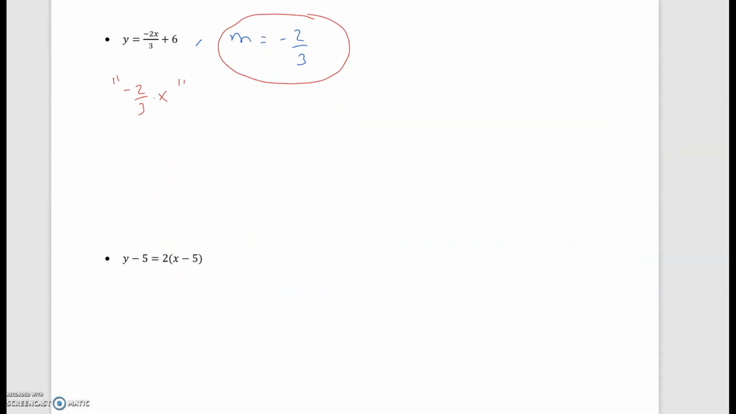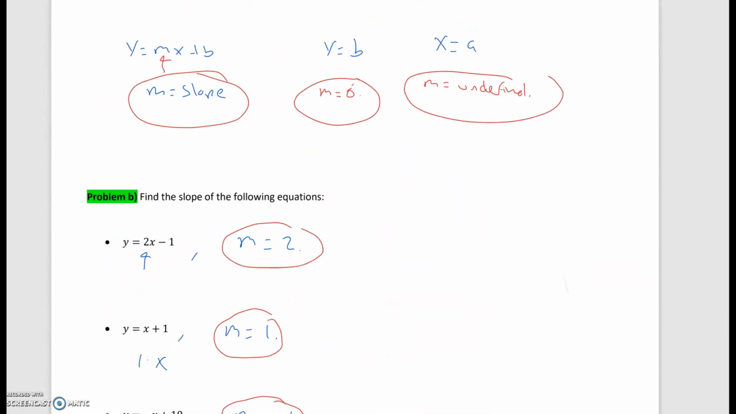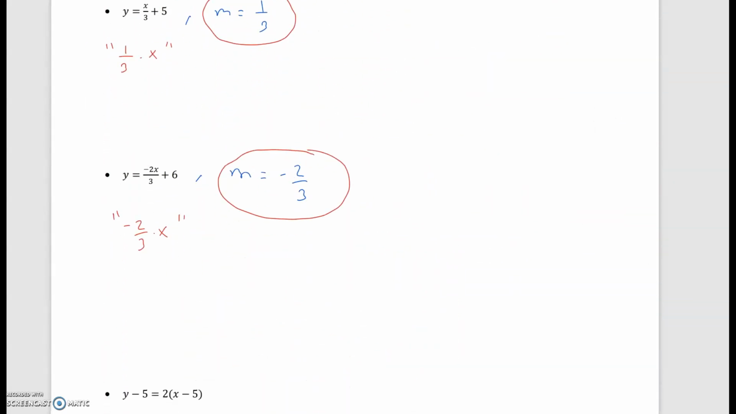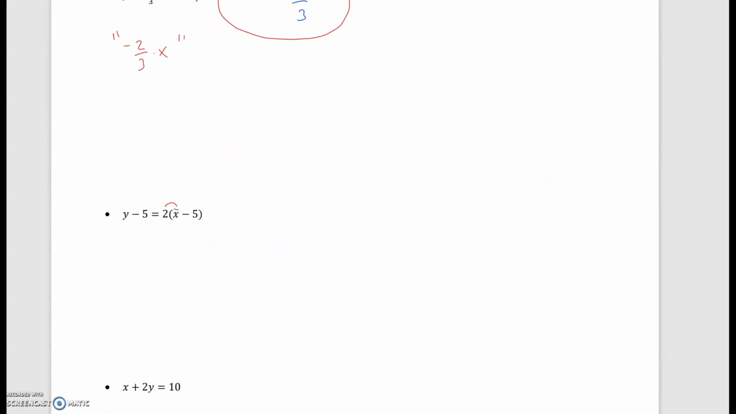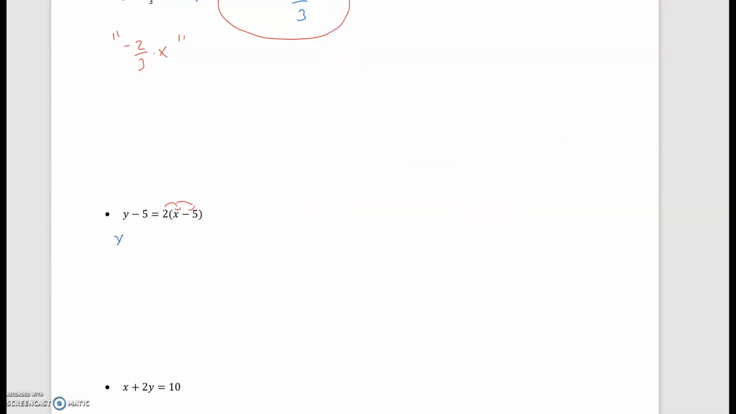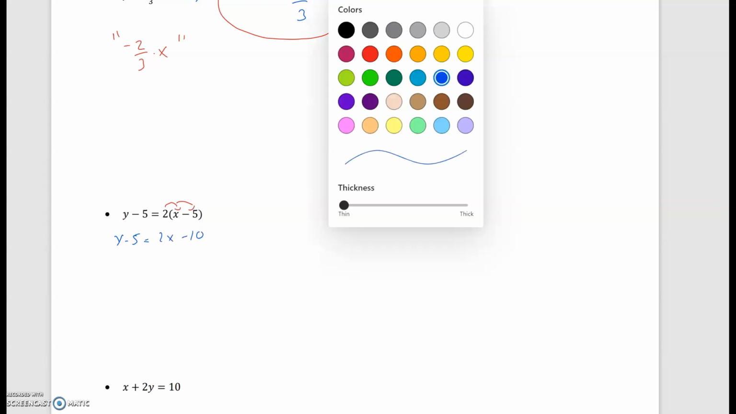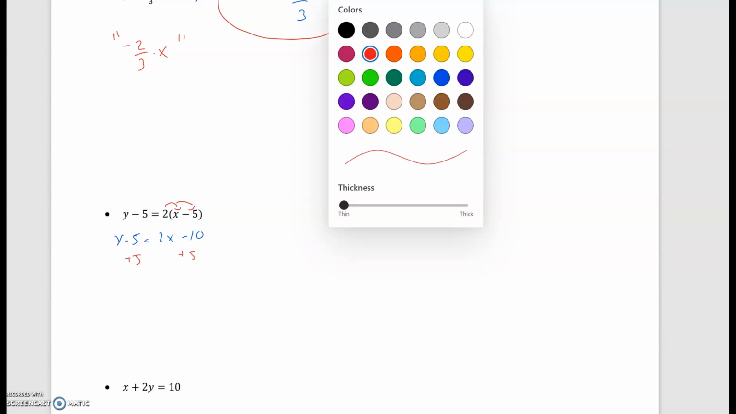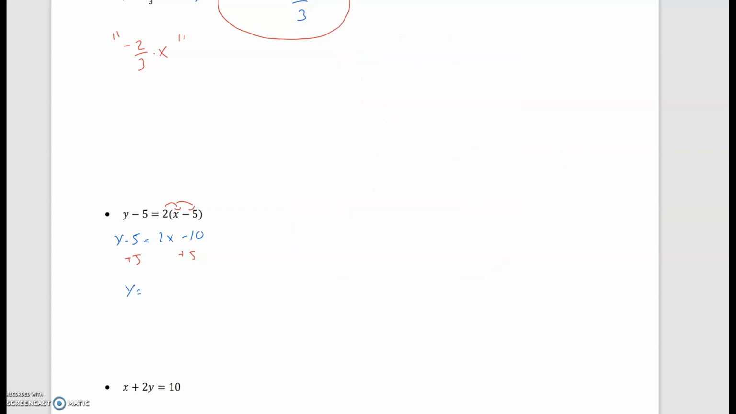Okay, so we have a minor problem on the next problem, and that is it's not in mx plus b. So we don't have it in this form. So we're just going to do a little bit of algebra and rewrite it in that form. So let me just distribute the 2's, and we would have y minus 5 is equal to 2x minus 10, and then add the 5. So we would end up with y is equal to 2x minus 5. Then from here, we can say that m is equal to 2.